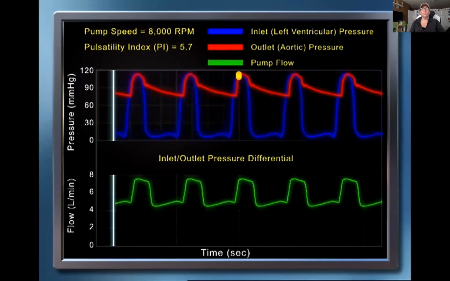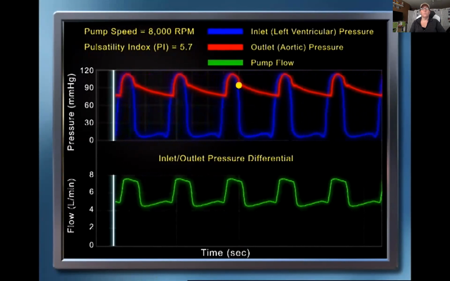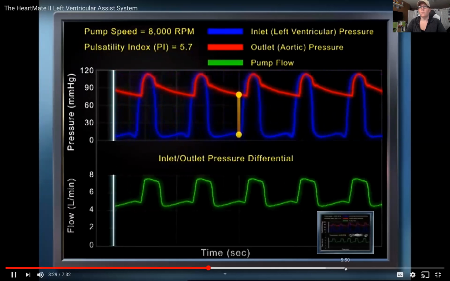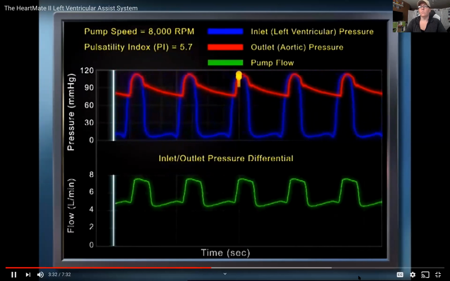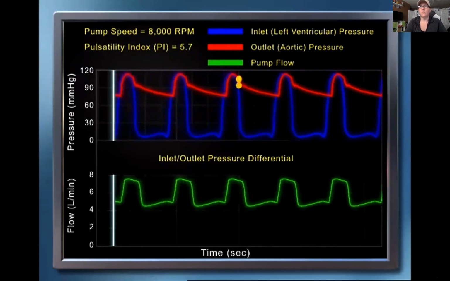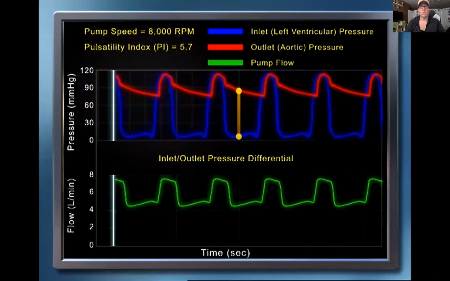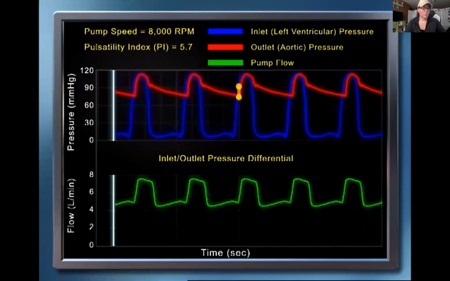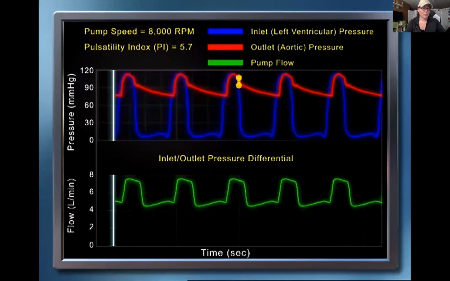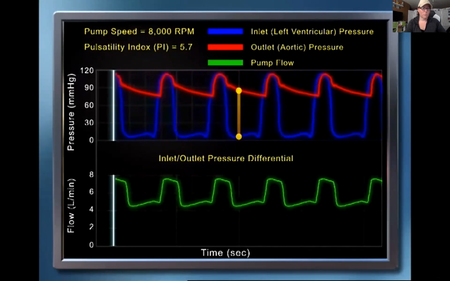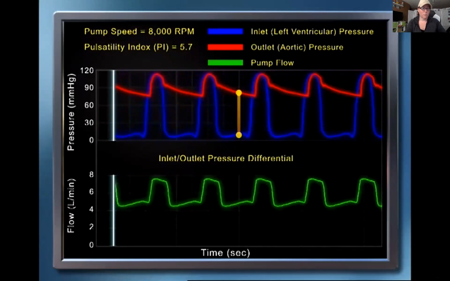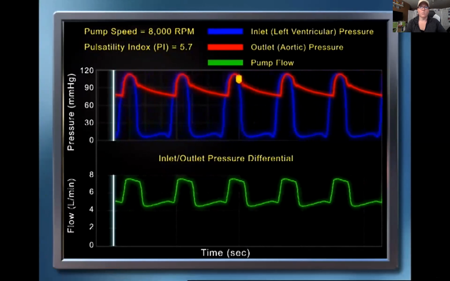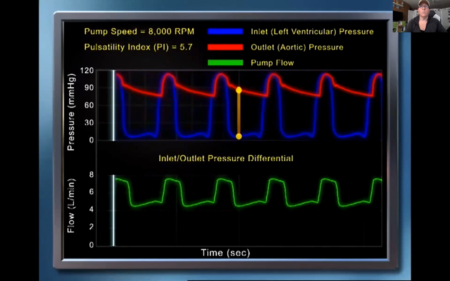For a given pump speed, in this case 8,000 RPM, the differential pressure defines what the flow through the pump will be at any given moment. In other words, for the example shown, during cardiac systole, the blue waveform, LV pressure, rises and is essentially identical to the red waveform, aortic pressure, which results in a decrease in the differential pressure. This is shown by the yellow bar becoming shorter. As the pump inlet and outlet pressures become more equalized, it becomes easier for the pump to propel blood forward, and therefore pump flow increases. This is shown by the increase in flow on the green waveform.